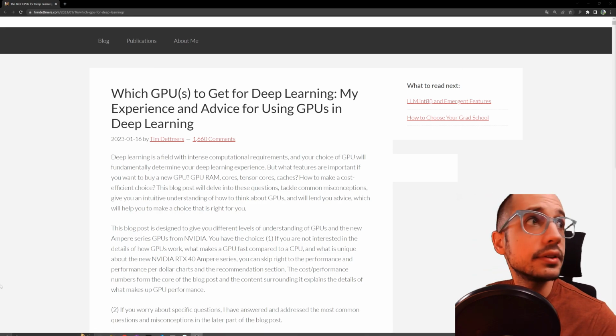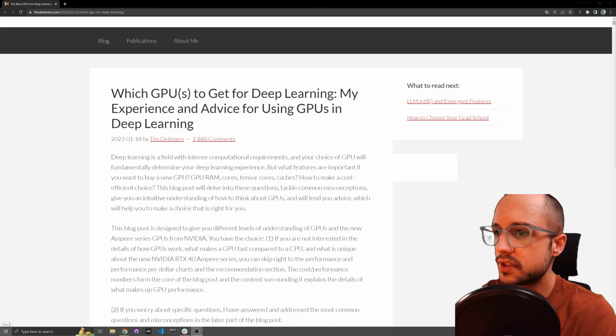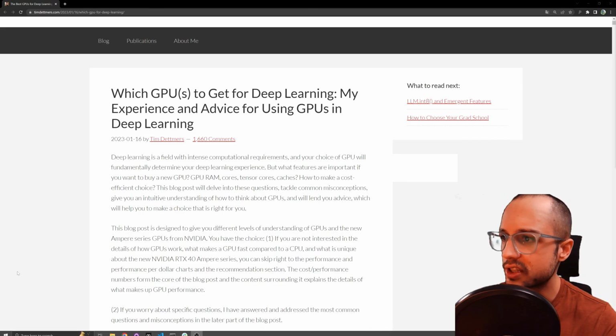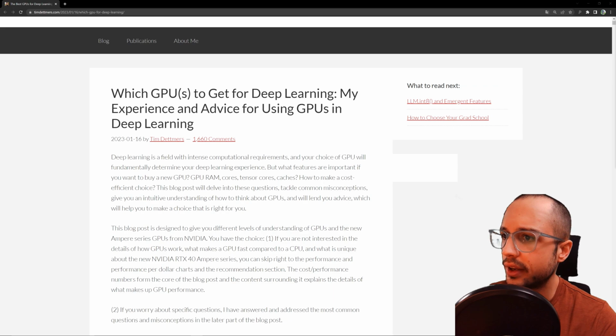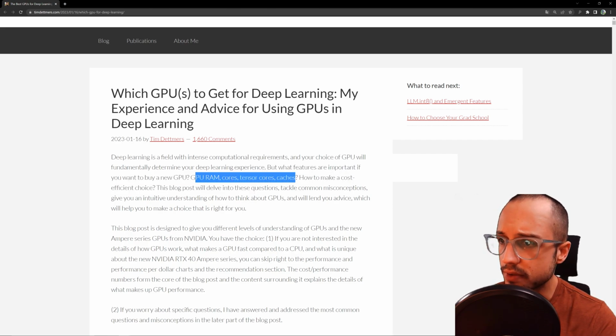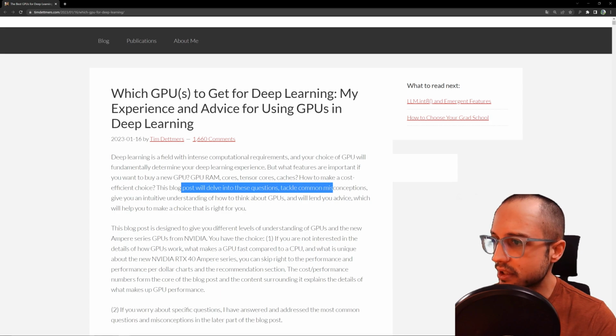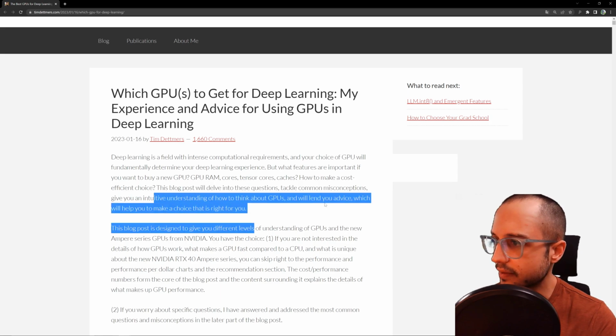All right. Deep learning is a field with intense computational requirements, and your choice of GPU will fundamentally determine your deep learning experience. But what features are important if you want to buy a new one? The RAM, the Tensor cores, the caches. These are all different parts of a GPU. The cost efficiency. The blog post will delve into these questions, tackle common misconceptions, and give you an intuitive understanding.